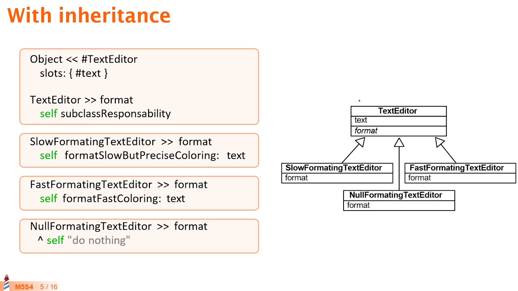So we will create a text editor class there. And this text editor will display the text that is stored in this instance variable. And we will have a format method there, which is abstract in this case. And we will have one subclass per text formatting algorithm. So for example, we could have a slow formatting text editor there, and here we can implement it in a separate method, and we can have the fast formatter text editor and the null formatting text editor, for example. Okay, so it means that we can have different text editors, each one specialized in a specific algorithm.